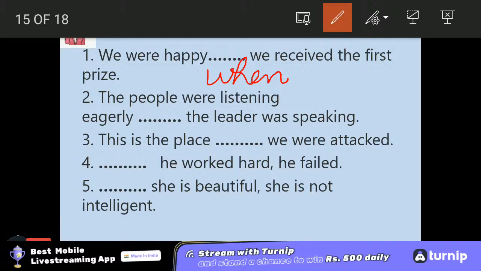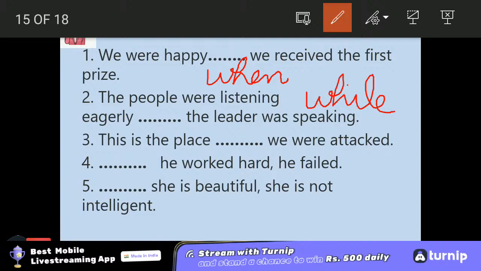ये तब की बात है, ये भी अब ड्यूरेशन है टाइम की, जब चल रहा था. That scenario was going on. So the people were listening eagerly, बहुत ध्यान से सुन रहे थे जब लीडर बोल रहा था. So tell me which. Yes, but it is a continuous process and at that time, so it was in the case of past continuous, और जब वो process चल रहा था we will use while the leader was speaking.